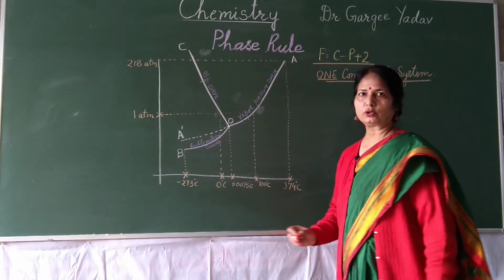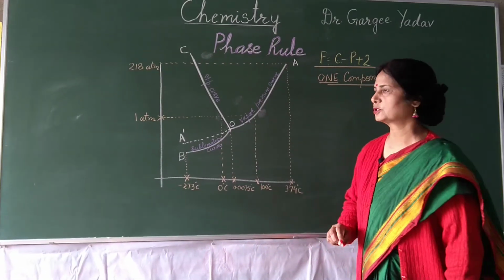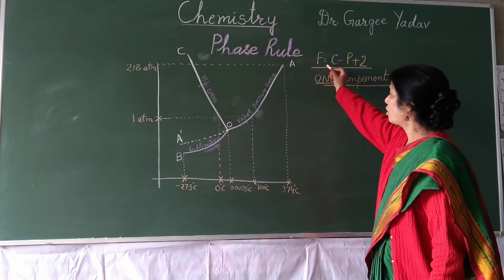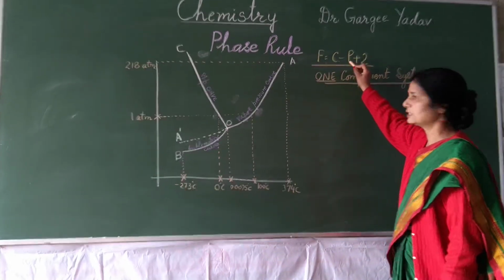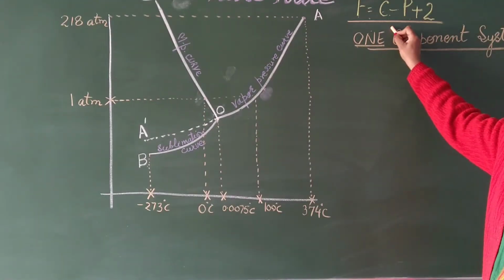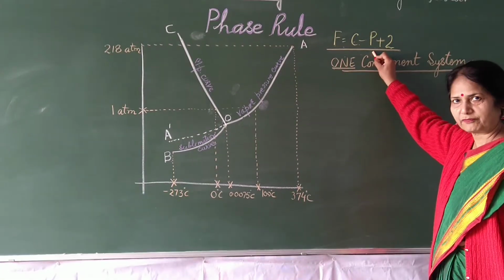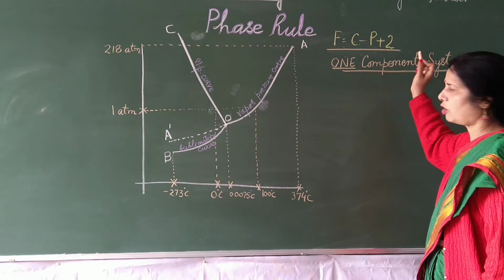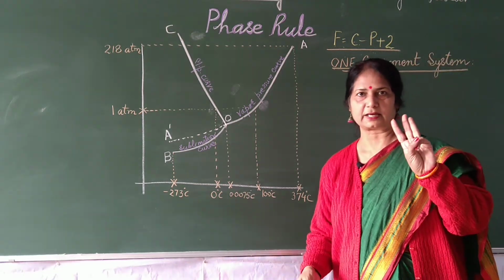Now, as we all know, according to the Gibbs phase rule, the formula is given by F = C - P + 2, where F is the degree of freedom, C is the number of components, P is the number of phases. So, for one component systems, three cases can arise.